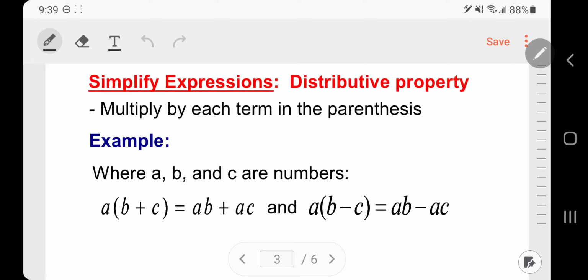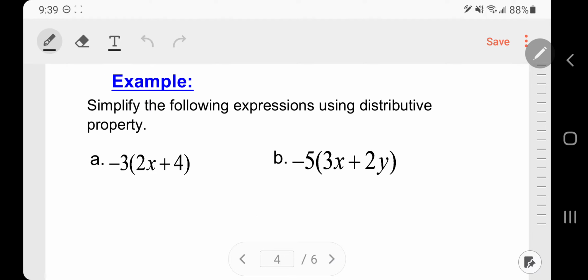Okay, next up we'll discuss the distributive property, which is just multiplying the number on the outside of your parentheses by each of your terms on the inside of your parentheses. Okay, you can see here a was multiplied by both of our terms, and in the second one a was multiplied by both of our terms. Okay, let's look at a couple of quick examples with this.